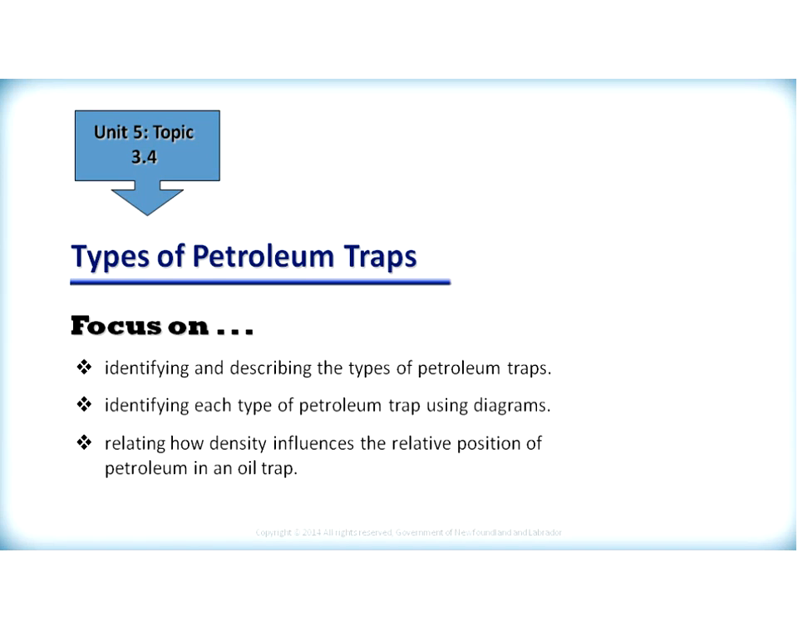Unit 5, Topic 3.4. This topic will look at the different types of petroleum traps. We will focus on identifying and describing the types of petroleum traps, and identifying each type of petroleum trap using diagrams, and also relating how density influences the relative position of petroleum in an oil trap.